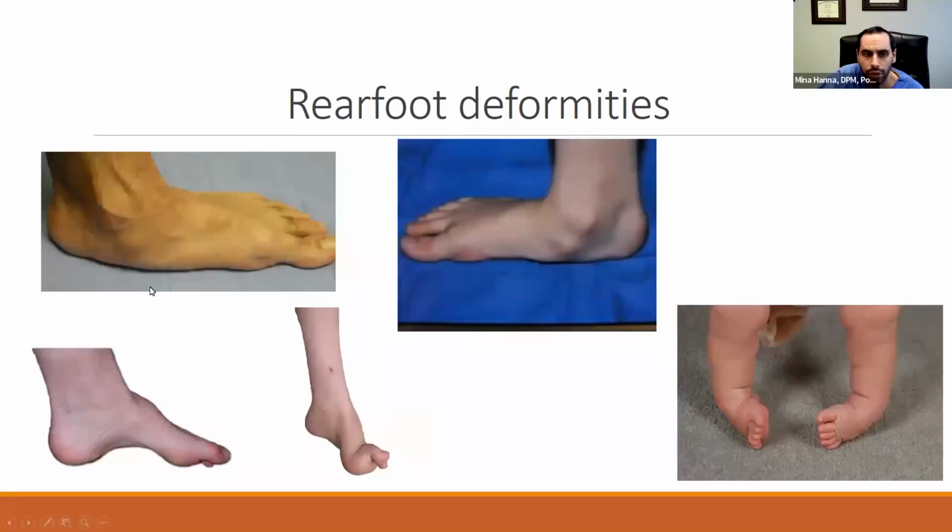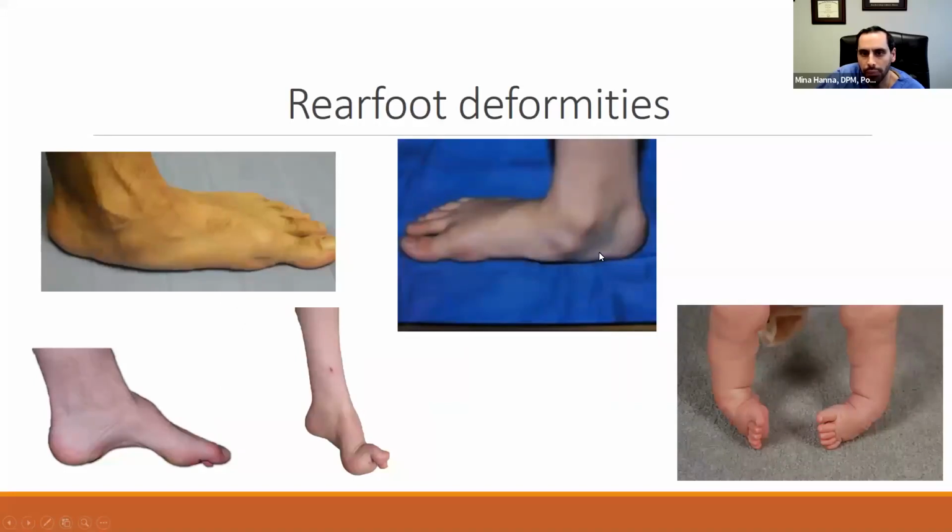Rearfoot deformities include pes planus deformity, which is flat feet, and that could be congenital or it could be acquired. Oftentimes, the acquired pattern is secondary to posterior tibial tendon rupture. So the tendon that comes along here that supports the foot can tear or rupture. And when it does that, the arch flattens out and collapses.